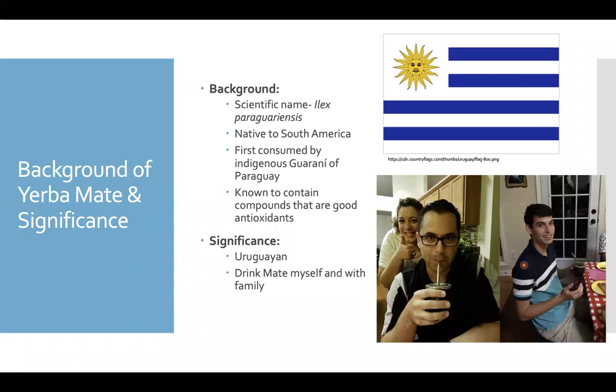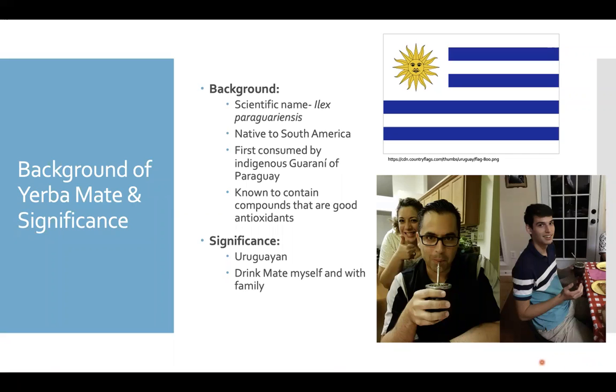Here is some background of yerba mate and its significance to me. The scientific name of yerba mate is Ilex paraguayensis. It is a plant native to South America, and namely Paraguay, where it was first consumed by the indigenous Guarani. Yerba mate is consumed as a tea, either cold or hot, and is drunk mainly in Paraguay, Uruguay, Argentina, and southern Brazil. It is also known to contain various compounds which are known antioxidants, including 11 different polyphenols.